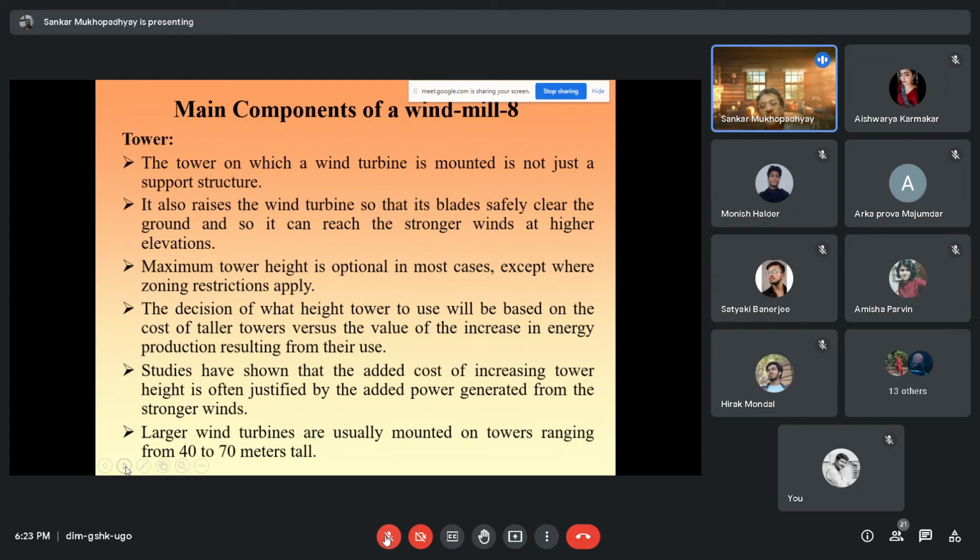Larger wind turbines are usually mounted on towers ranging from 40 to 70 meters tall. Now it is becoming much higher also.